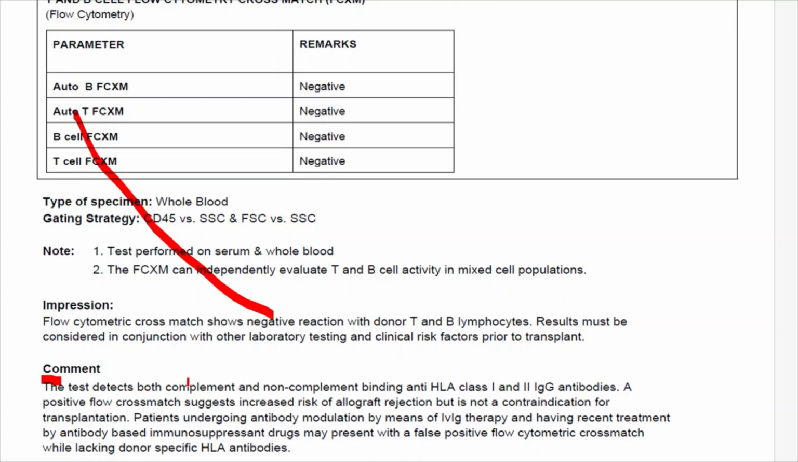The test detects both complement and non-complement binding anti-HLA class 1 and class 2, especially IgG antibody. It doesn't matter whether it is complement fixing or not. It detects IgG antibodies. A positive flow cross match suggests increased risk of allograft rejection, but is not considered a contraindication for transplantation. The things I explained.